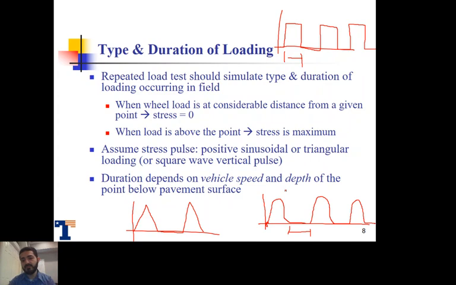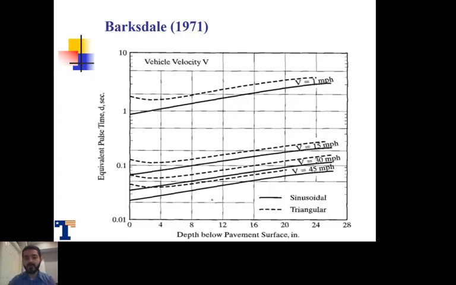And as we said here, it mainly depends on the vehicle speed as well as the depth of the point of the pavement surface. So we came up with this graph. As you can see in the x-axis, we have the depth below the pavement surface, from 0 all the way to 28 inches. And then in the y direction, we have the equivalent pulse time. And each one of these lines represents a speed or a velocity.